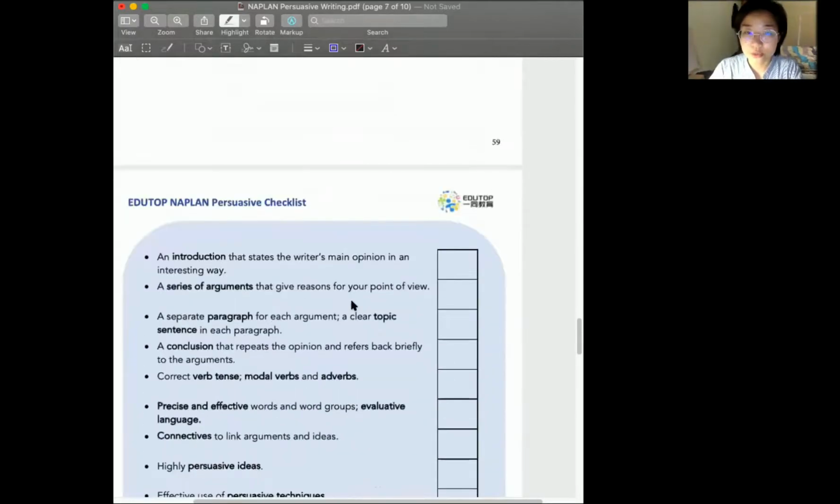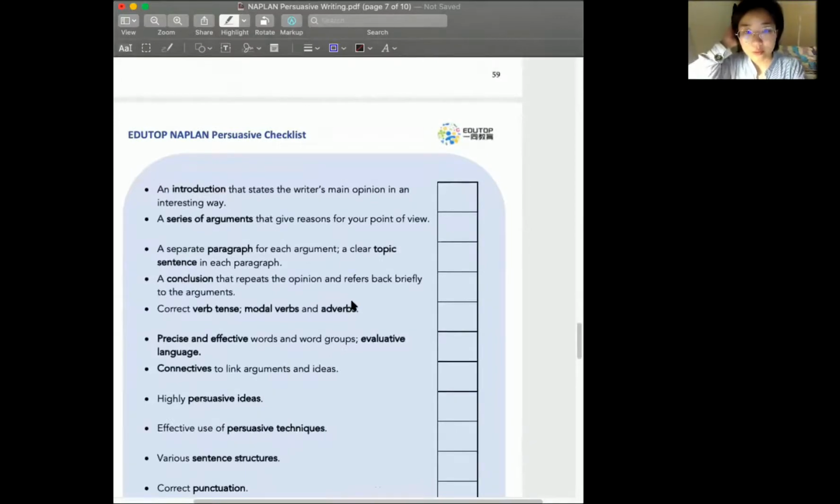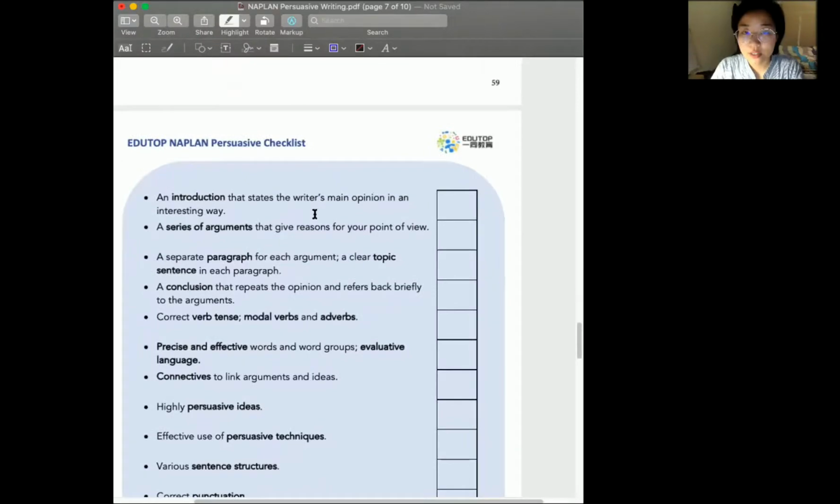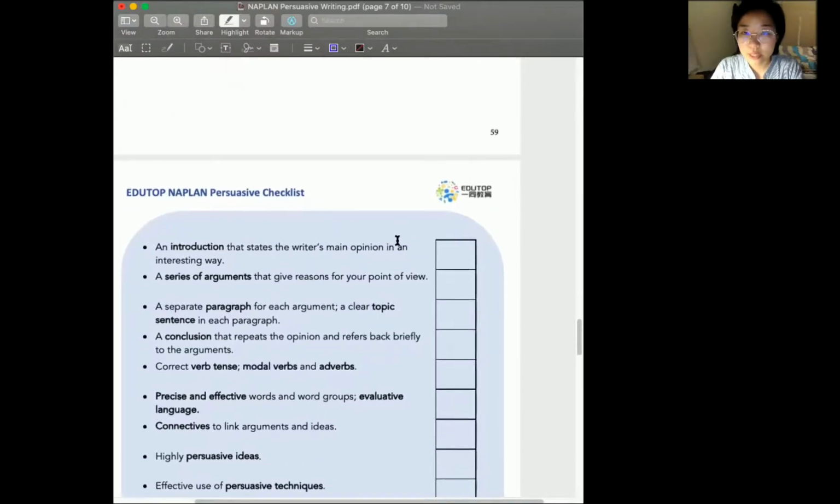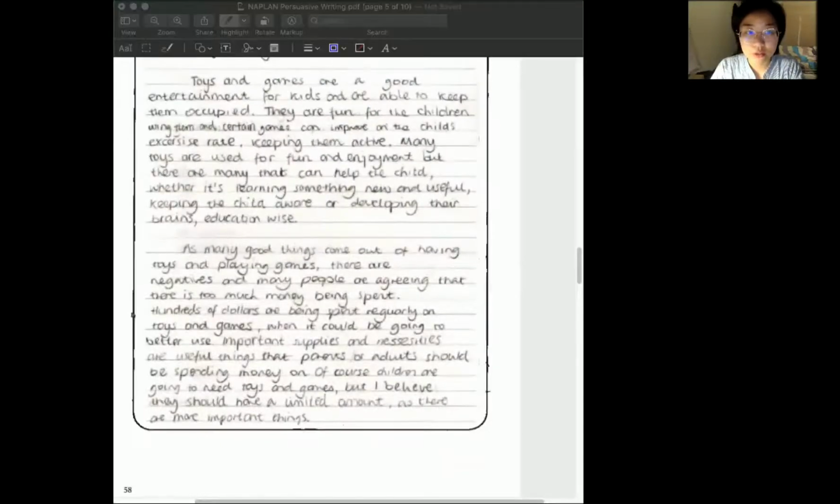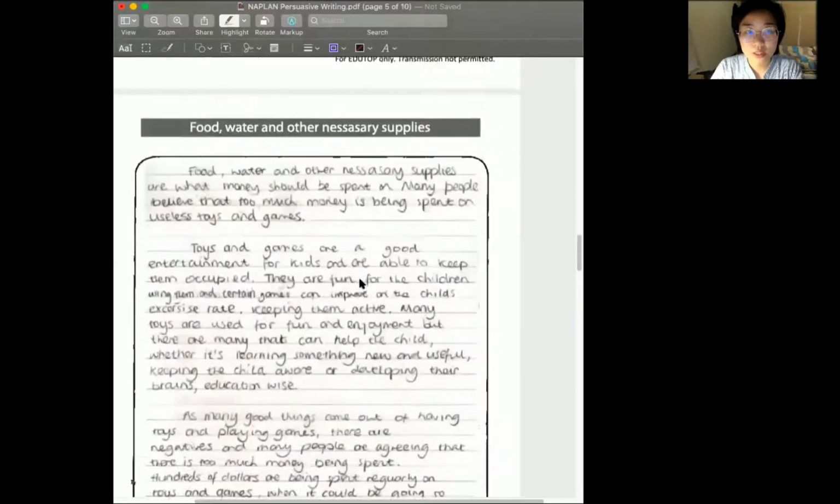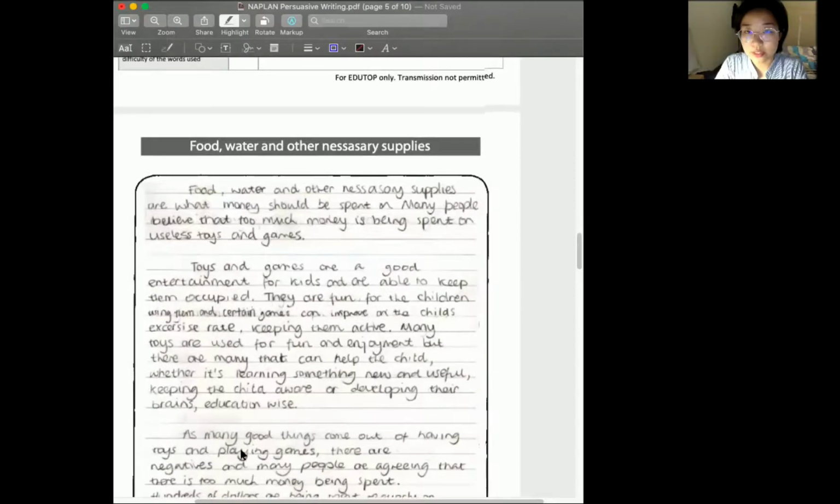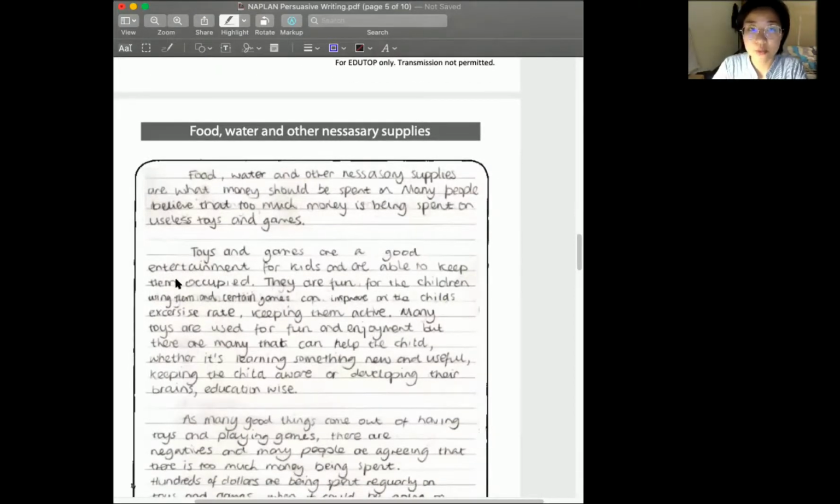All right, that's the full story. Let's look at the structure. Does it have an introduction that states the writer's main opinion? Now we need to look at the introduction. The introduction is, of course, the first paragraph, because the following paragraphs seem to be listing the arguments.